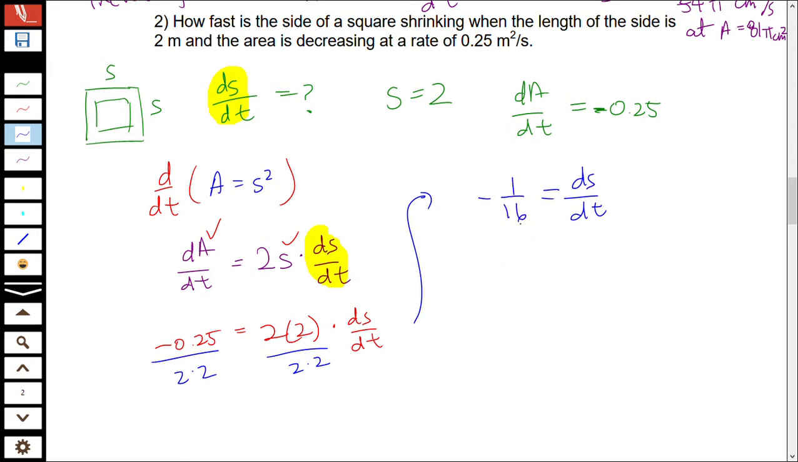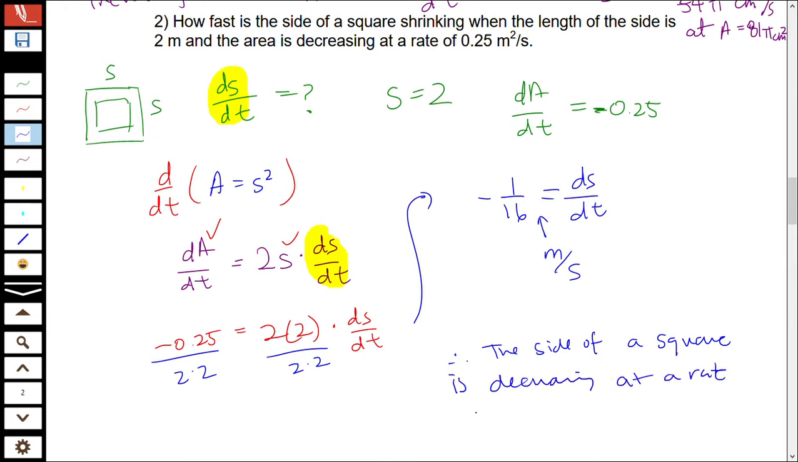So ds over dt is going to be negative 1 over 16, and the units for this would be, now s will be measured in meters, so not meters squared, but meters, because it's just the length, and it's going to change every second. So therefore, the side of a square is decreasing at a rate of, oh, well, I don't need to say negative because I already said it's decreasing, 1 over 16 meters per second.